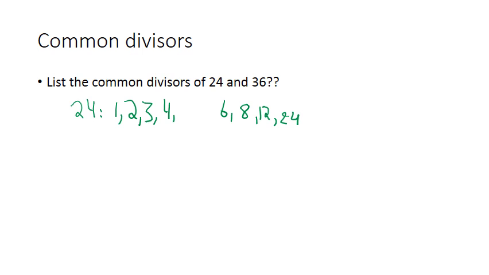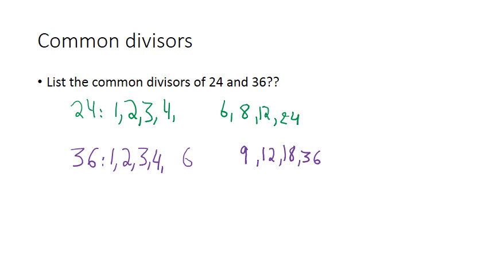Now I need to list the divisors of 36. I start by 1. 1 times 36 is 36. Is it divisible by 2? Yes, it's 2 times 18. Is it divisible by 3? Yes, it's 3 times 12. Is it divisible by 4? It's 4 times 9. Is it divisible by 5? It's not. It is divisible by 6. 6 times 6 is 36, so I just write the 6 only one time.